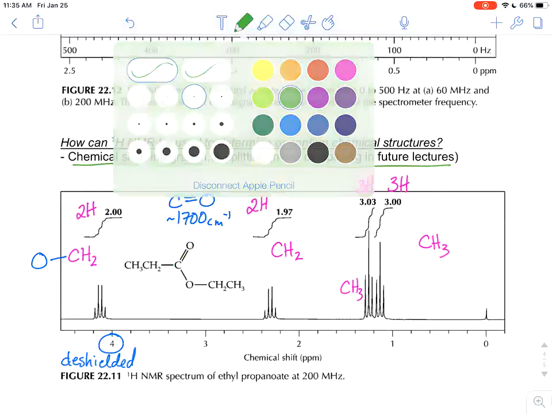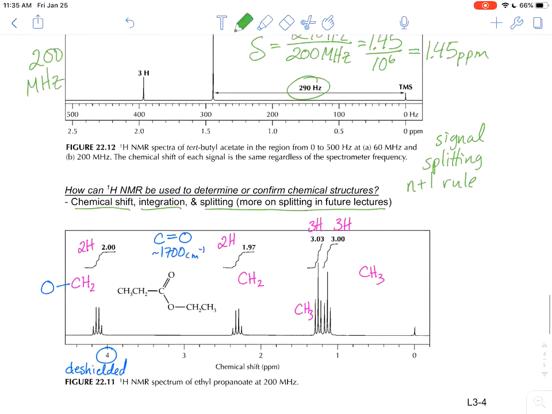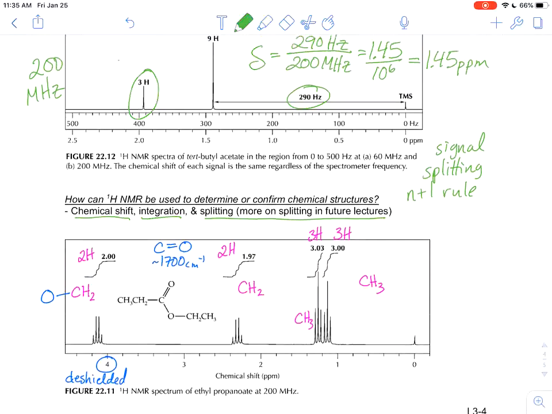So splitting patterns, here's the deal. The rule for splitting is the n+1 rule. And this is the actual signal splitting. You'll notice up here, this signal has only 1 peak, and that's because it doesn't have any neighboring hydrogens. When you do have neighboring hydrogens, they split via the n+1 rule.